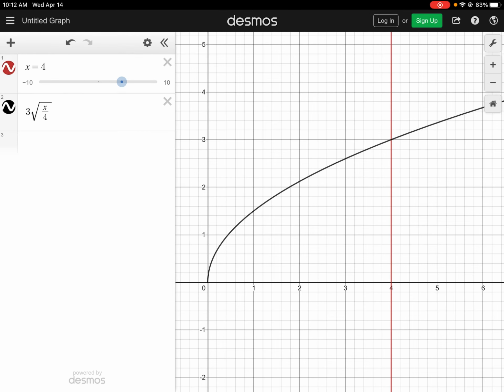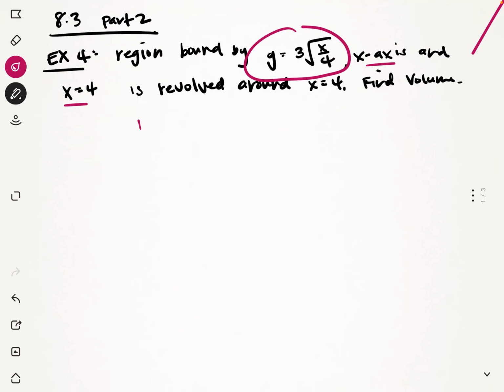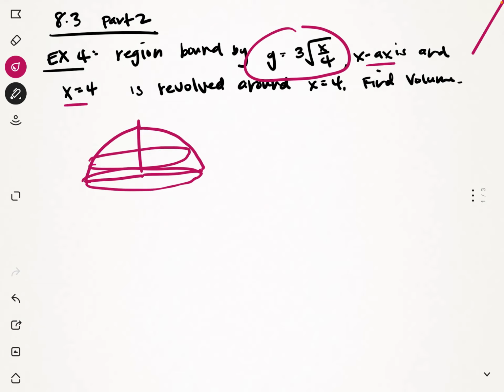So let's go ahead and draw that out. It looks like this on one side, right? And we're rotating it around this axis, so it's going to look like the same thing on the other side. And because it's rotating around that line, we're going to have the circles stacked up vertically.